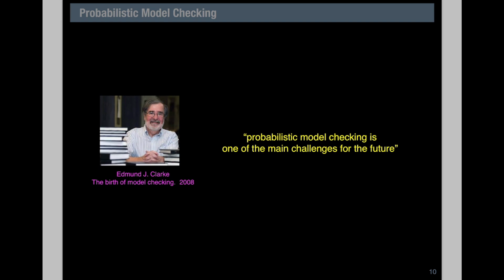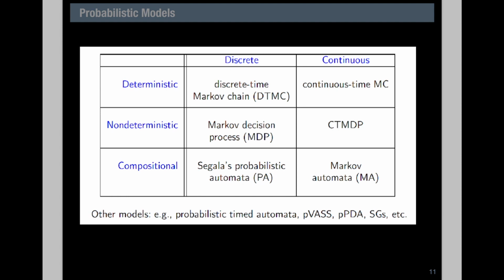Also, in this paper on the birth of model checking by Ed Clark, he states that probabilistic model checking is one of the main challenges for the future. So if you look at probabilistic model checkers that are around, then actually the first thing that we have to determine is what are the kind of models that we are going to consider.